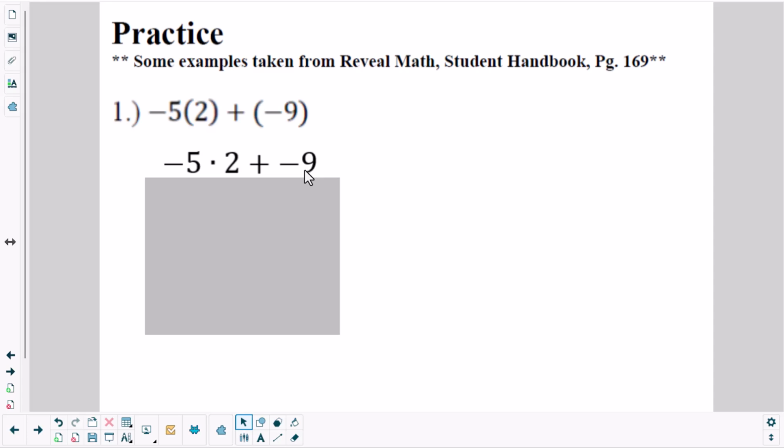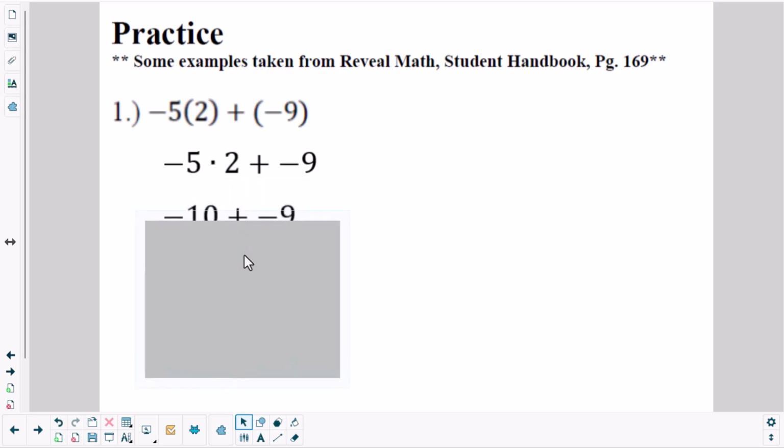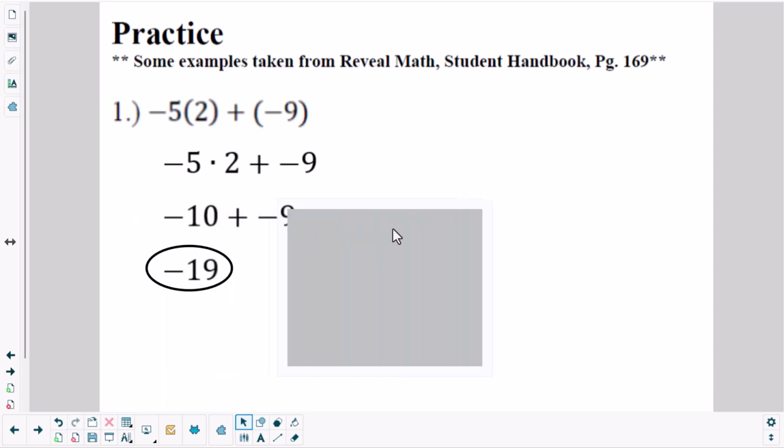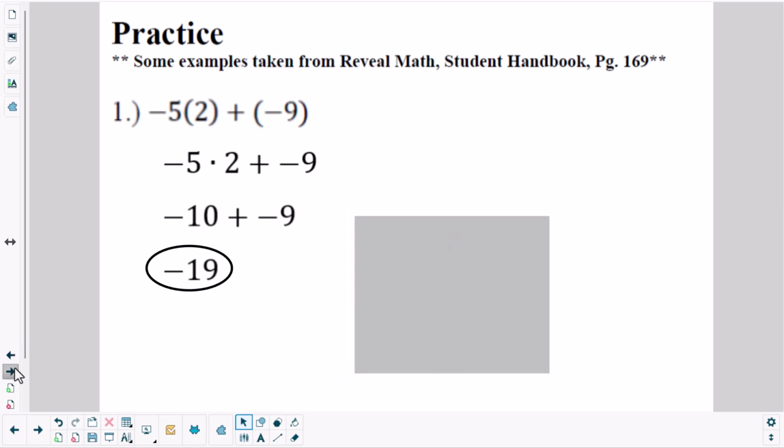Now we have to multiply before we add. -5 times 2, since the signs are different, will be negative, so that will be -10 plus -9. Now we're adding two negatives, signs are the same, so that means we add the numbers and we tack a negative onto our solution. That answer will be -19.